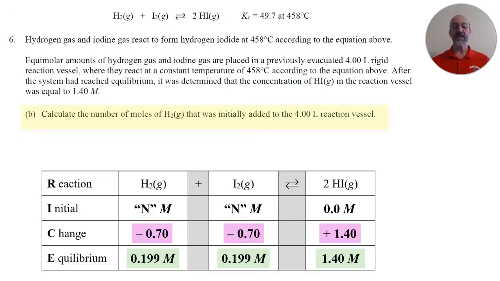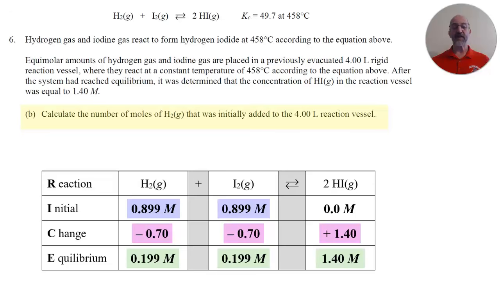And these changes are in terms of molarity. These changes are not in terms of moles, they are in terms of molarity. So what is 0.199 plus 0.7? Well, 0.199 plus 0.7 will give me the initial concentration, and that would be 0.899 moles per liter for both the hydrogen and the iodine.